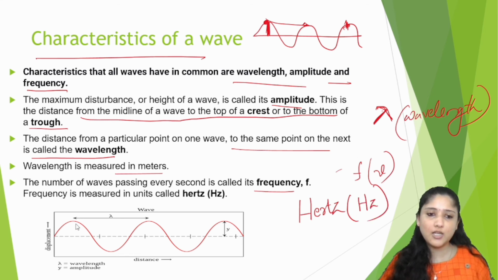This is the representation of a wave. We can see the distance between these two points is called the wavelength, lambda, and the height is called the amplitude.